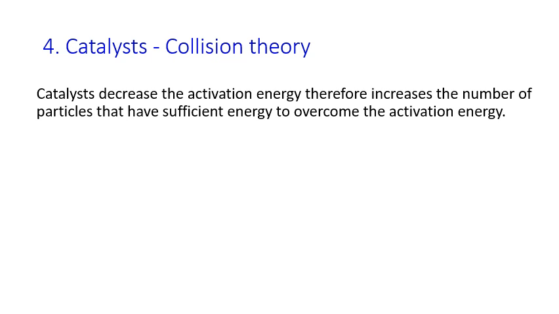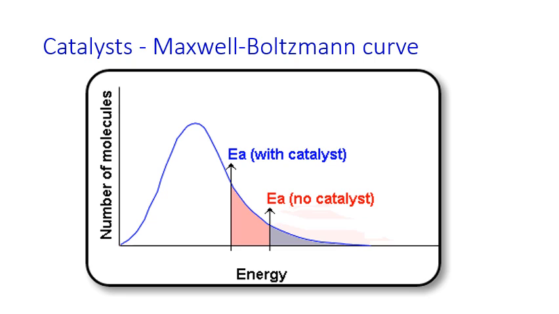And finally, we have catalysts. And catalysts decrease the activation energy, therefore increases the number of particles that have sufficient energy to overcome this activation energy, so you have more probability of successful collisions per second. Okay, so in terms of a Maxwell-Boltzmann curve, catalysts basically increase the proportion of molecules in a reaction which have sufficient kinetic energy to overcome the activation energy and participate in the reaction to have a successful collision.